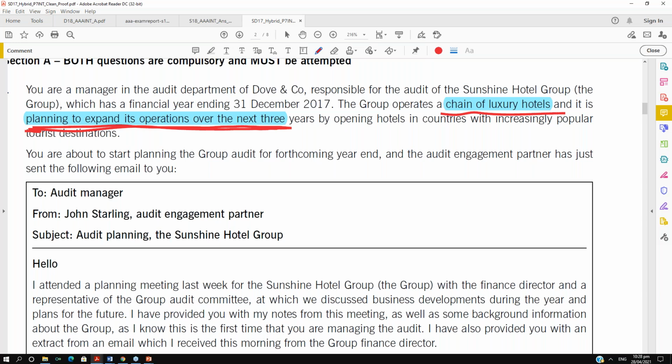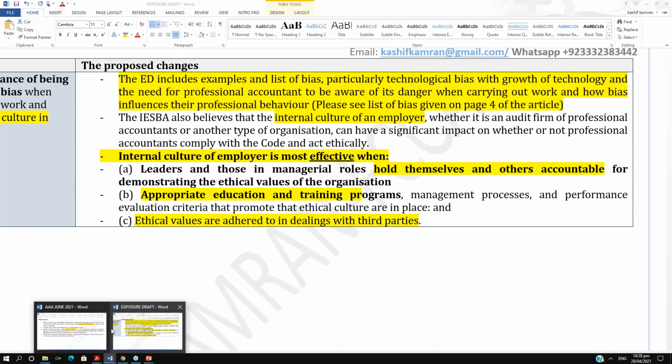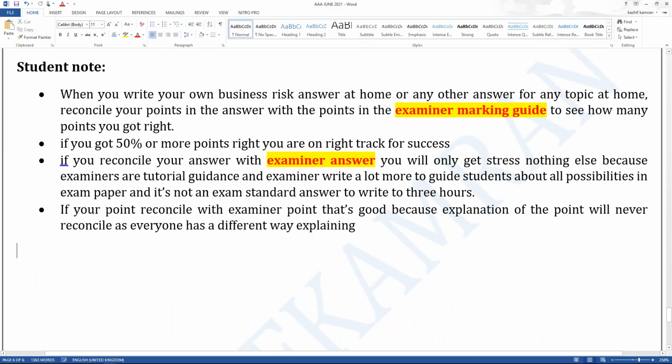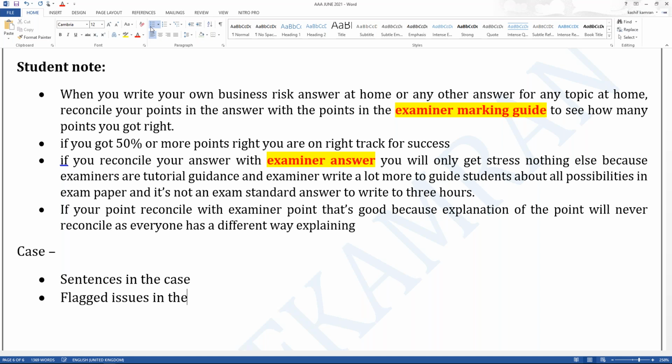Now, there is one thing which you need to understand very carefully. When you're reading the case, be very particular. Look at this very carefully, everyone. There might be some sentences in the case, just like the one I read with you, and there might be some flagged issues in the case. Find the difference.